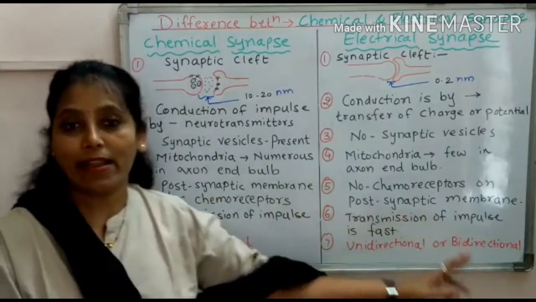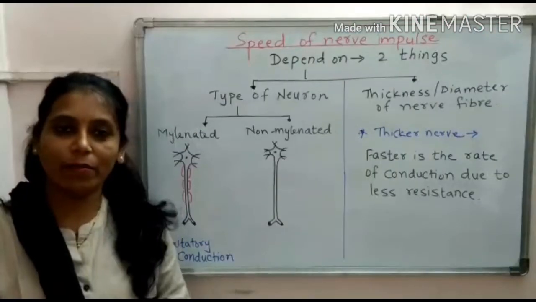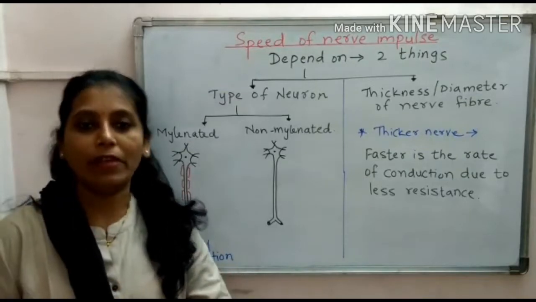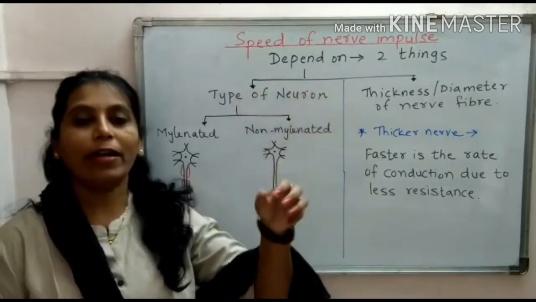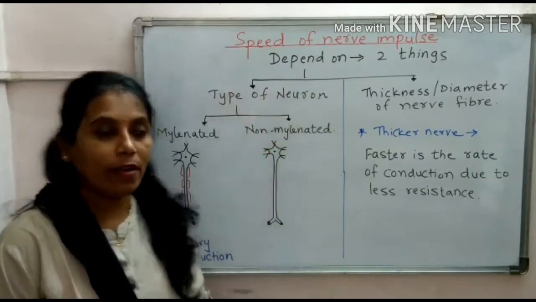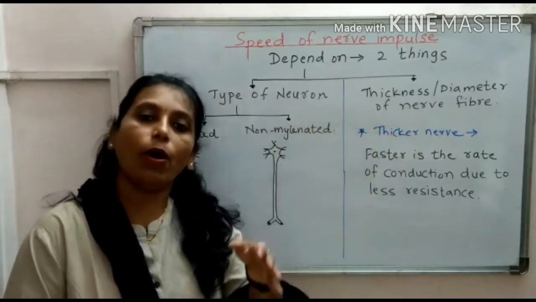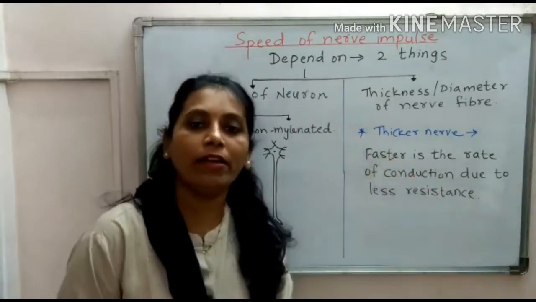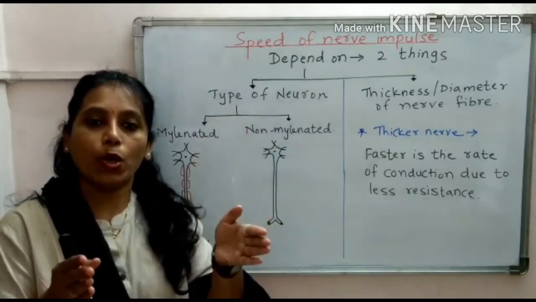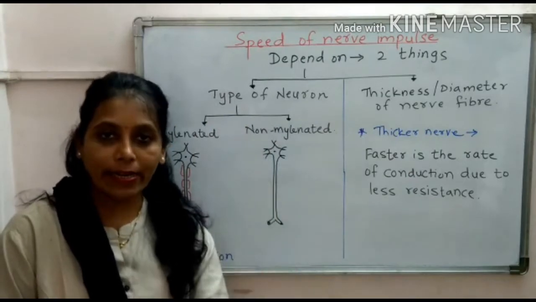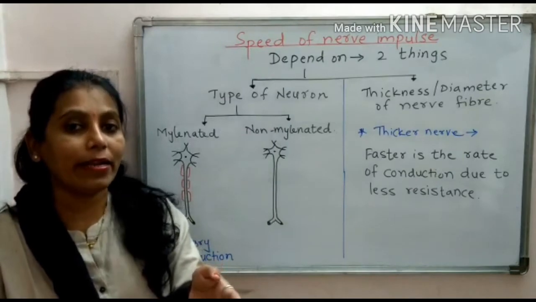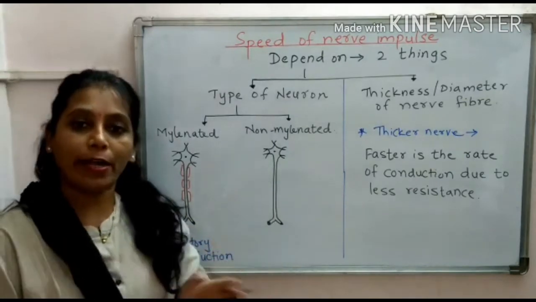So it is bidirectional. Let's study about the speed of the nerve impulse. The speed of the nerve impulse depends on two things. One, the type of the neuron, and second, the thickness or the diameter of the neuron or nerve fiber. Let us come to this side. We know that there are two types of neuron. One is called myelinated or medullated neuron and another is called non-myelinated or non-medullated neuron.